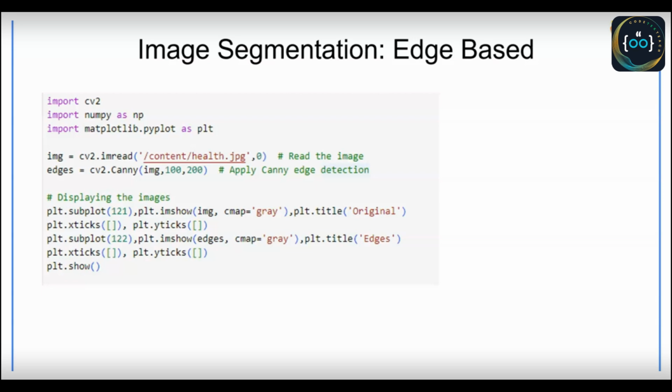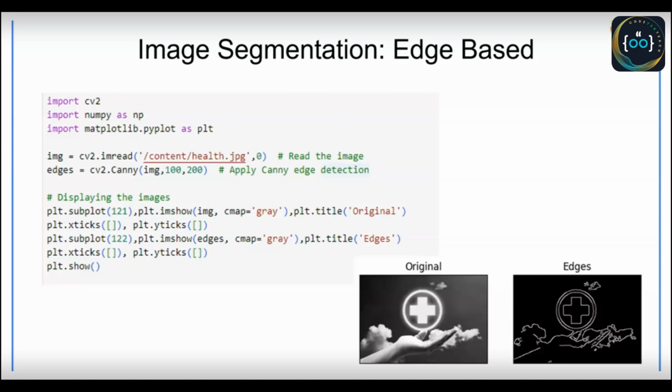We then display the original image and the edge detected image side by side. Subplot 1, 2, 1 indicates a subplot grid of 1 row and 2 columns, and the first plot. The original image is displayed in grayscale. X ticks and Y ticks are set to empty, meaning no grid lines or numbers will be shown on the x-axis and y-axis. The next subplot 1, 2, 2 indicates the second plot in the 1 row and 2 columns grid, where the edge detected image is displayed in grayscale with the title Edges.